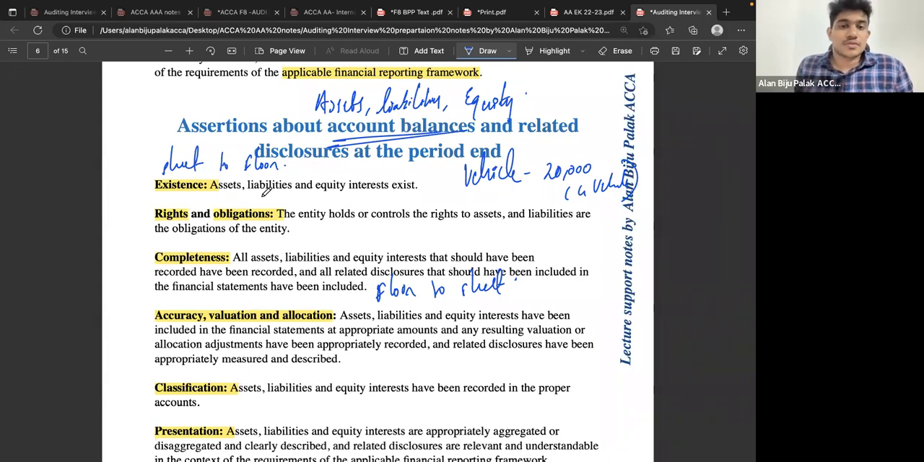So this is how you have to trace the assertion in an MCQ question. You should clearly look into the procedure and understand what the auditor performs and think about the assertions as well. And you match the scenario with that of the assertion. Clear, everyone? Yes.